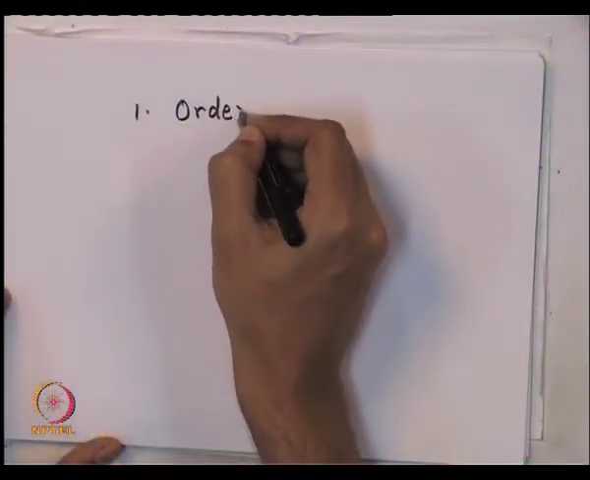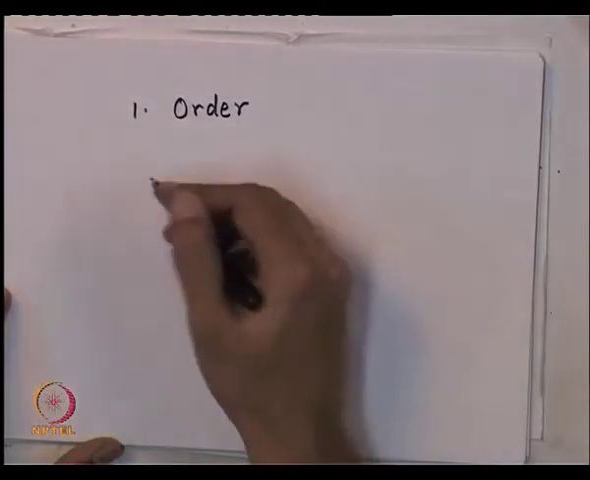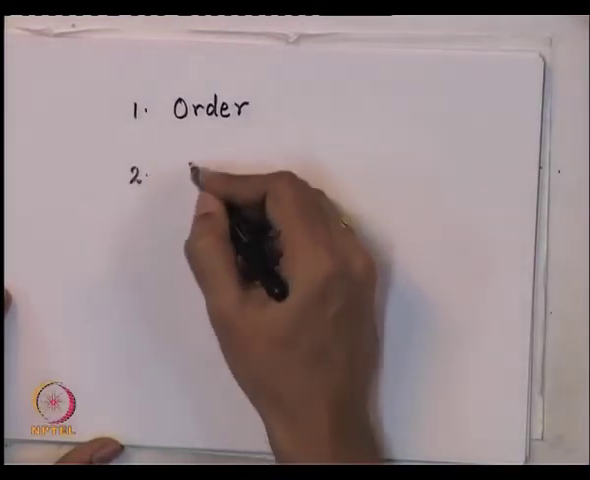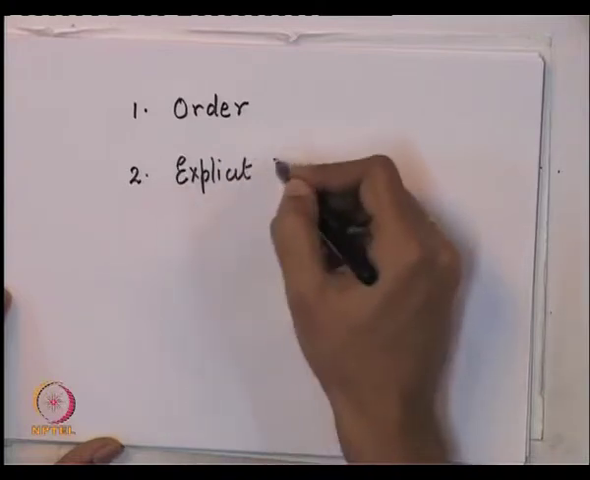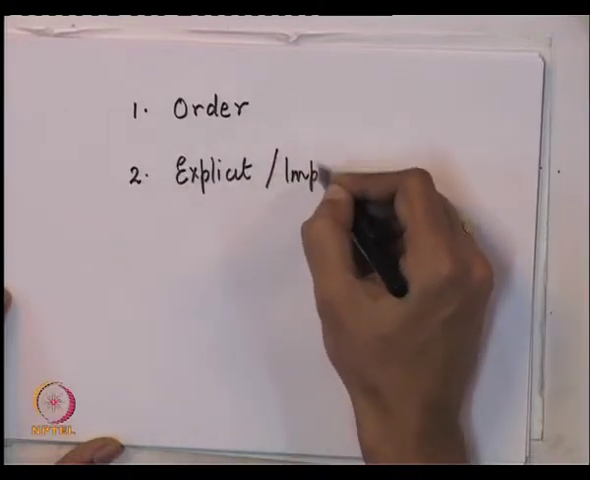Now, this takes us to other methods of numerical integration. Whenever we talk of numerical integration, there are several terms which we will come across. One is what is known as the order of the method. So, one of the things which you will come across is the order of the method. Second, whether it is what is known as an explicit or an implicit method.